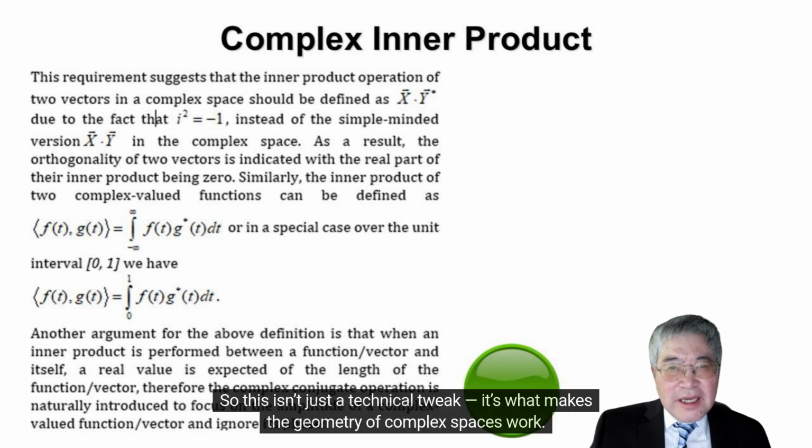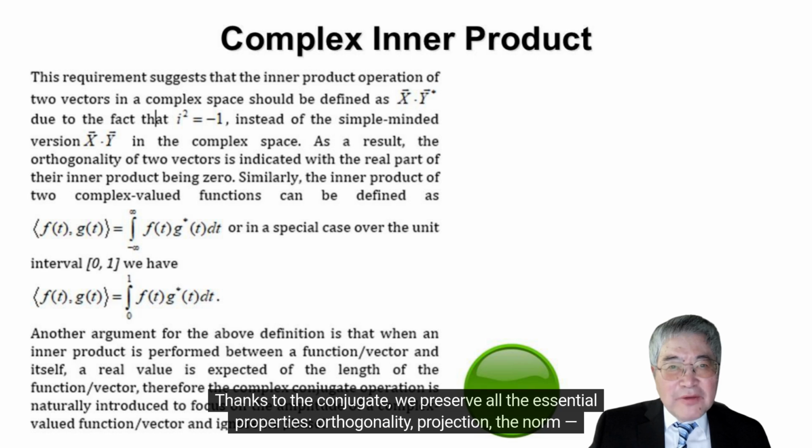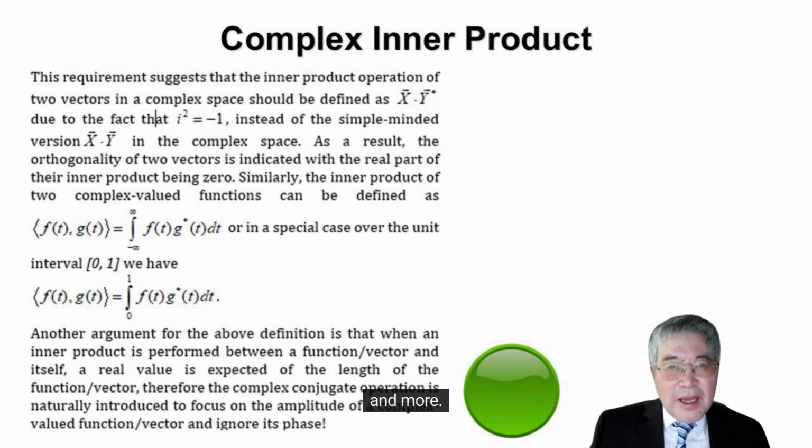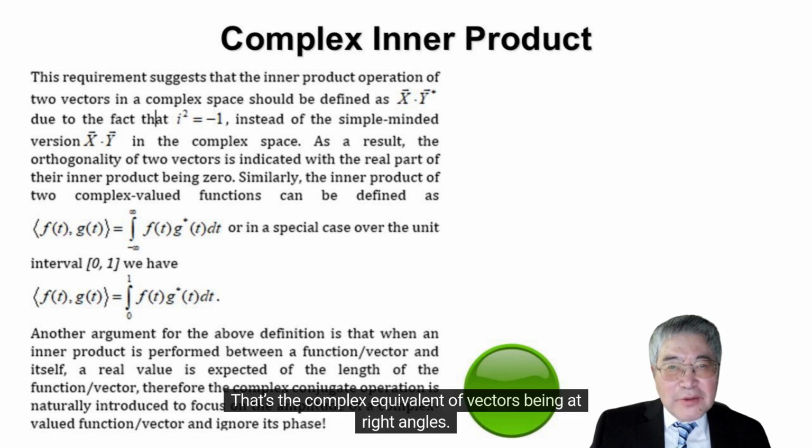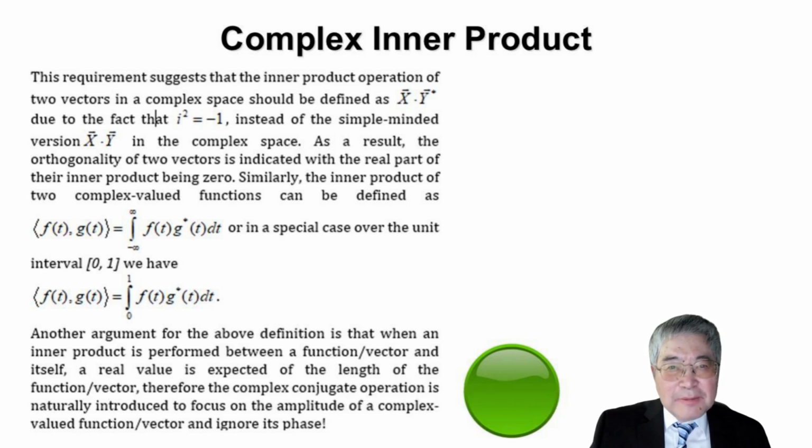So this isn't just a technical tweak, it's what makes the geometry of complex spaces work. Thanks to the conjugate, we preserve all the essential properties: orthogonality, projection, the norm, and more. So when we say two complex valued functions are orthogonal, we mean that their inner product, including the conjugate, is 0. That's the complex equivalent of vectors being at right angles.